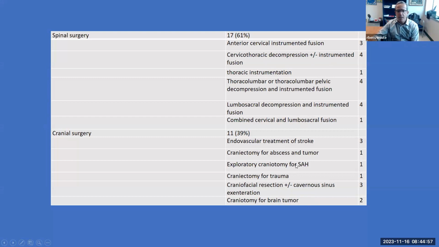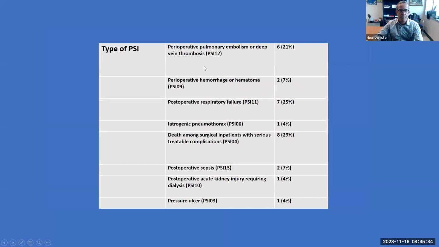One was a trauma craniectomy, but there was a patient with a poor grade subarachnoid hemorrhage who had an exploratory craniotomy because the angio was negative. There was a patient who had a recurrent malignant tumor and abscess. Stroke patients, we know these are such high risk patients, high reward, but high risk. Craniofacial resection patients, 2 of whom had cavernous sinus exenterations. So these were patients who we would all consider to be at very high risk for complication. This is not a representative cross-section of our neurosurgical patients in general.